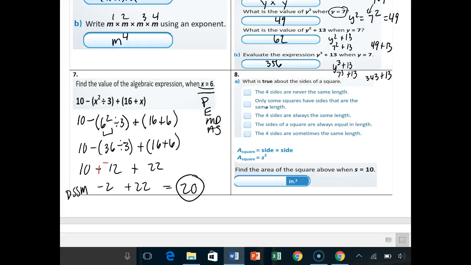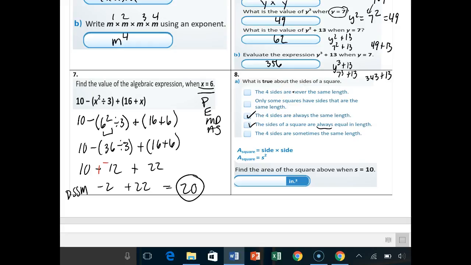I'll post it up. Number 8, what is true about the sides of a square? This is very straightforward. The sides of a square are always the same length. So the sides are the same length, good. All this other stuff says never the same length, some squares are the same length. No, every single square has sides that are exactly the same length or exactly equal.